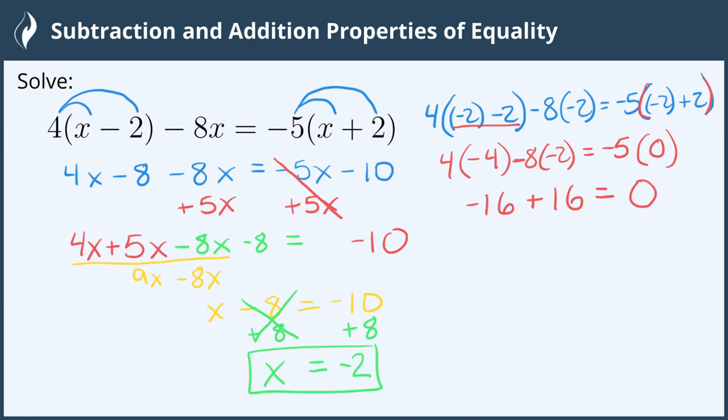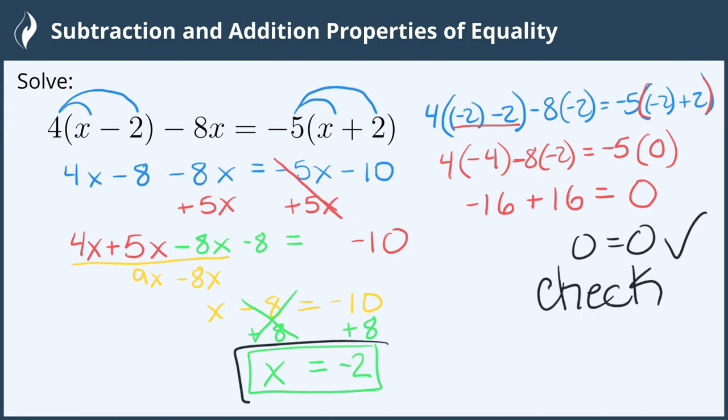Now that we've done all of our multiplication for the order of operations, we can add these together. Negative 16 plus 16 is 0, which does equal 0. So this does check. And our answer is correct, that x equals negative 2. And we're all done.